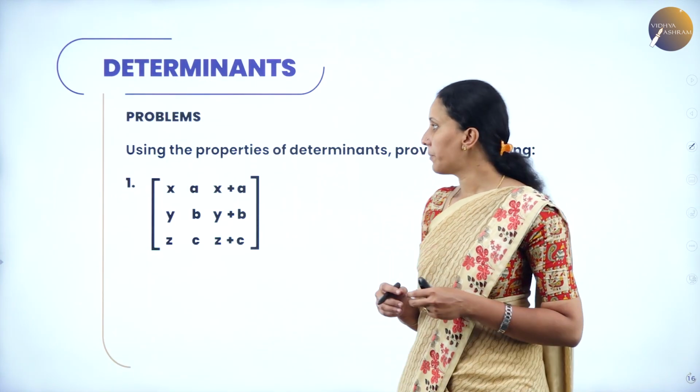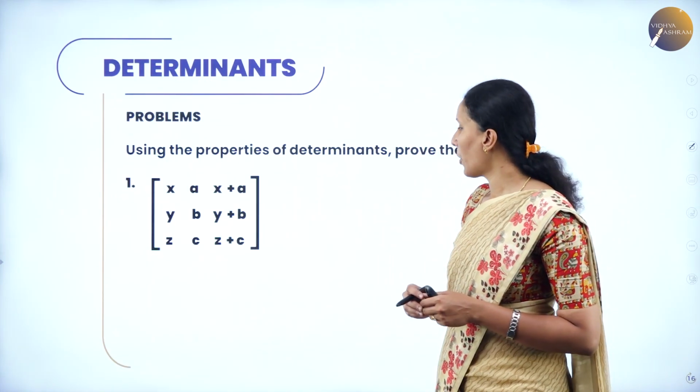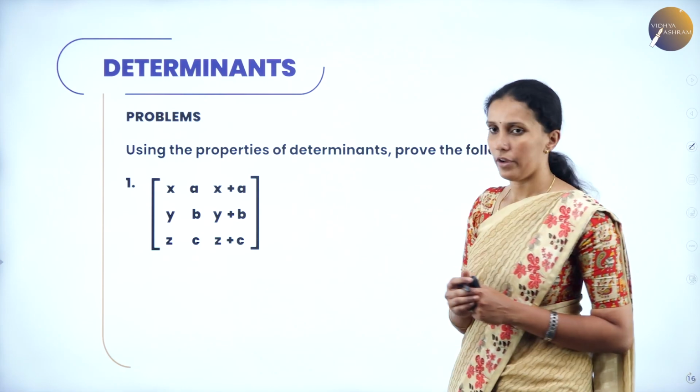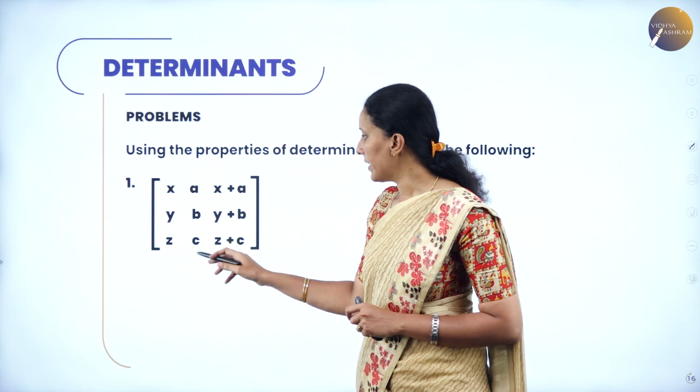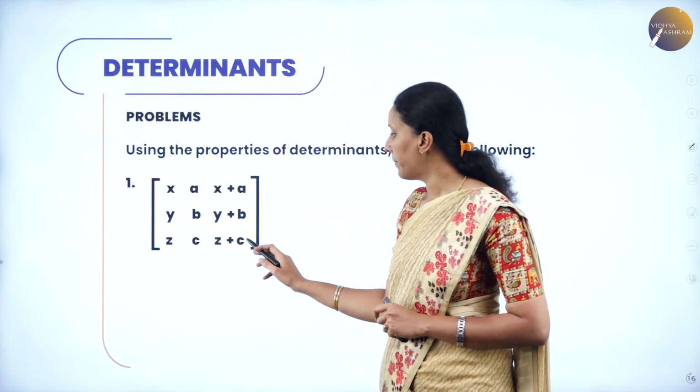Now here some simple problems are given. Using the properties of determinants, prove the following. Clearly you see here we have x, y, z, a, b, c, x plus a, y plus b, z plus c.